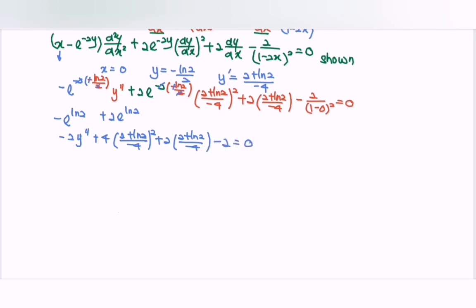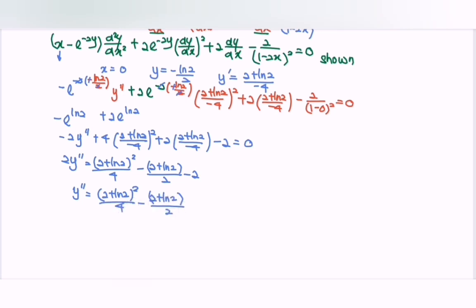So rewrite the situation. So we have the 2 y double prime, which is equals to 2 plus with the ln 2 bracket square over the 4, minus the situation 2 plus with the ln 2 bracket over the 2 minus the 2. So we have the y double prime equals to 2 plus with the ln 2 bracket square over 4 minus 2 plus with the ln 2 bracket over 2 minus with the 2, and then over the 2. So the second derivative will be equals to negative 0.77.